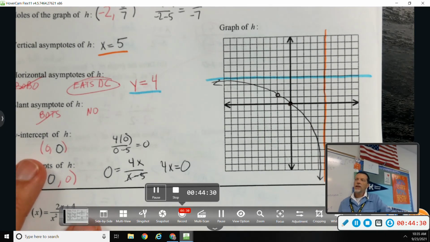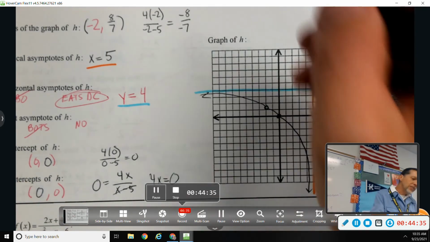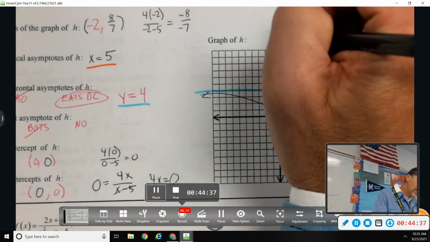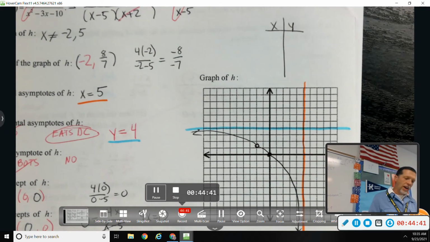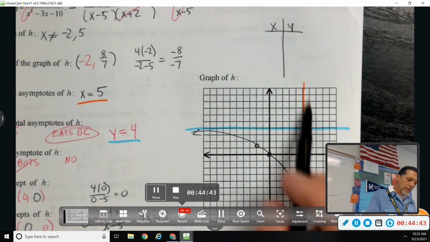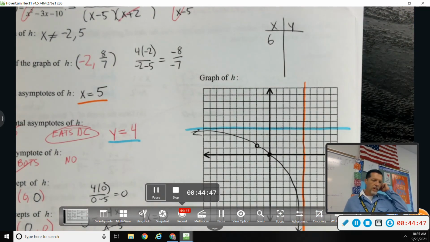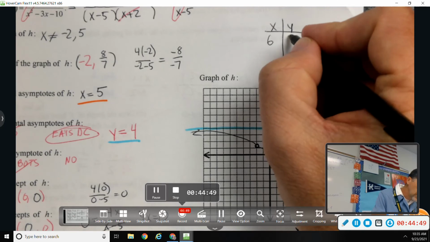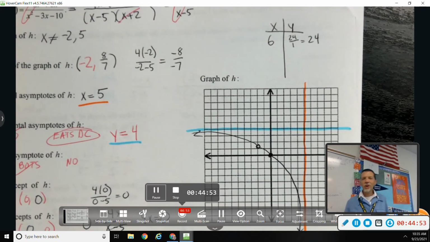Now, I do need another point on the other side. So what value of x would be a good pick over here? 6. I mean, not wrong, but that's way, way up off the page. So, what's that? It's there, you just can't see it.